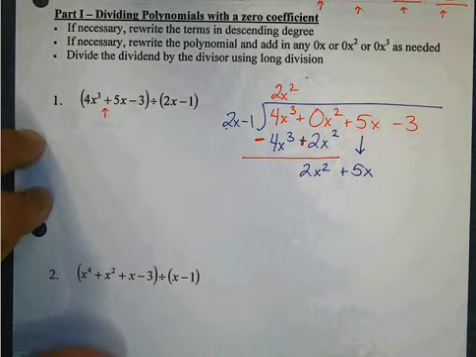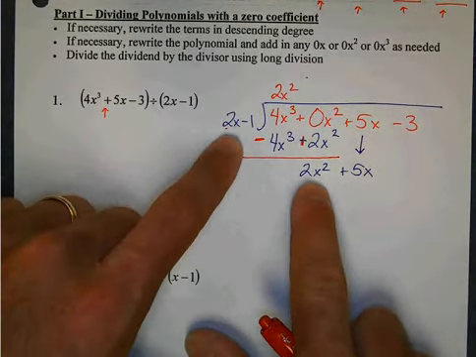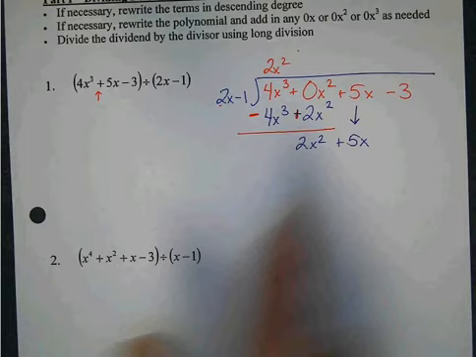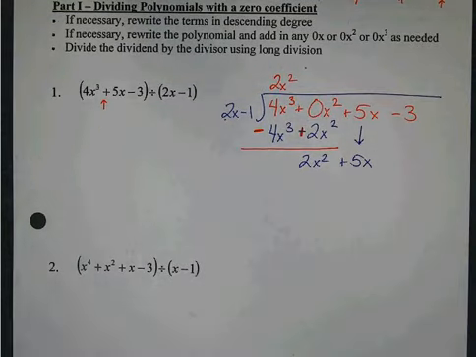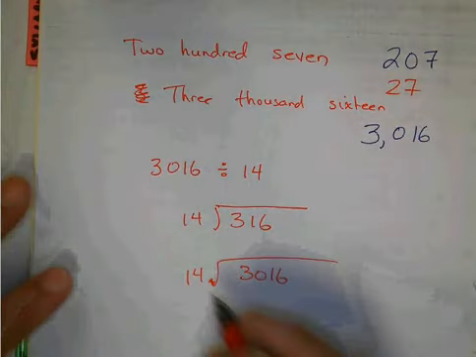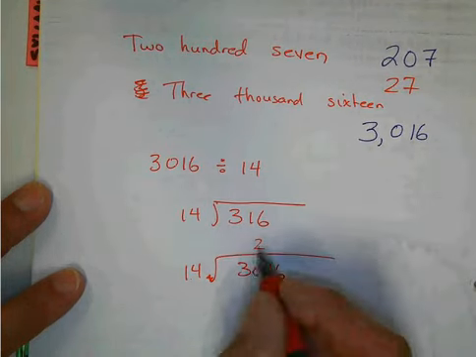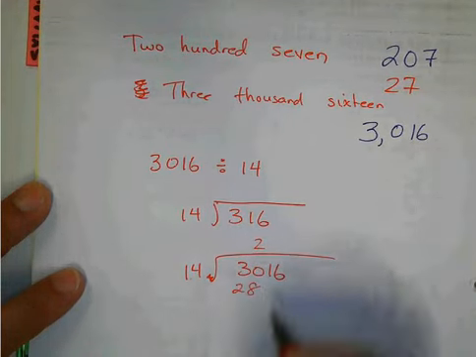All right, let's think with me. 2x times what is 2x squared? Why did you change the sign? For the same reason that we subtract with long division. 14 times what goes into 30? I would say 2, as you would. 2 times 14 is 28. And what's the next step?